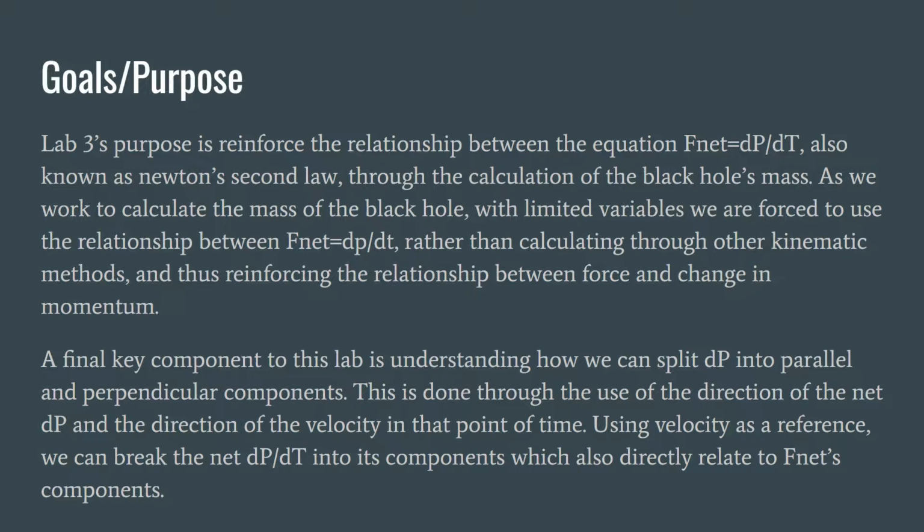A final key component to this lab is understanding how we can split delta P into parallel and perpendicular components. This is done through the use of direction of net delta P, and the direction of the velocity at that point in time. Using velocity as a reference, we can break the net delta P delta T into its components, which also directly relate to F net's components.